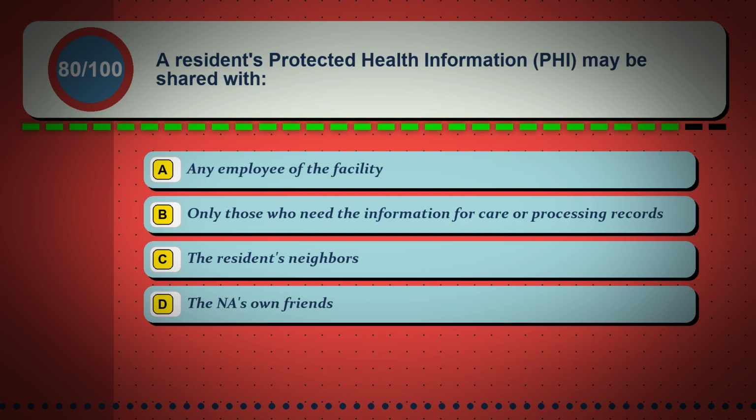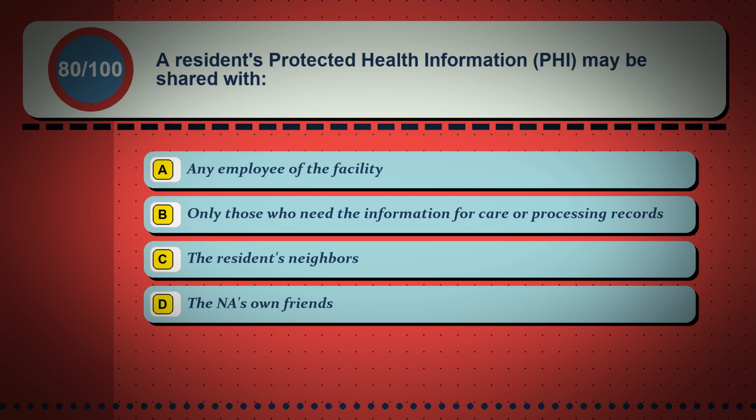Question 80. A resident's protected health information, PHI, may be shared with: Option A, any employee of the facility. Option B, only those who need the information for care or processing records. Option C, the resident's neighbors. Option D, the NA's own friends.